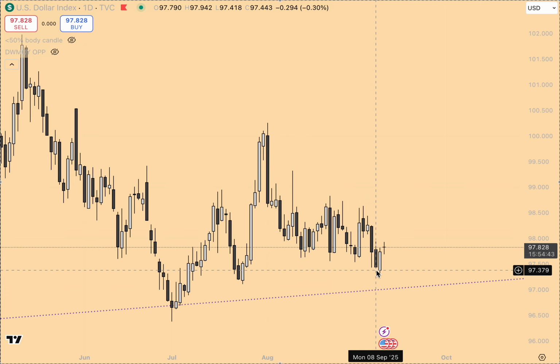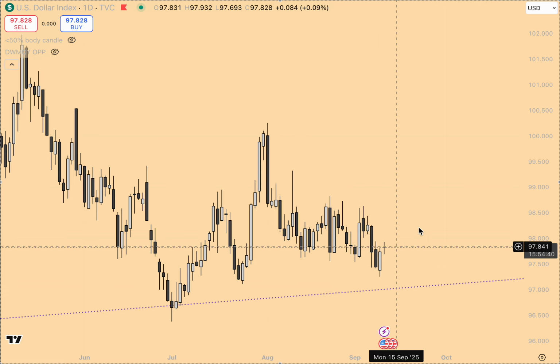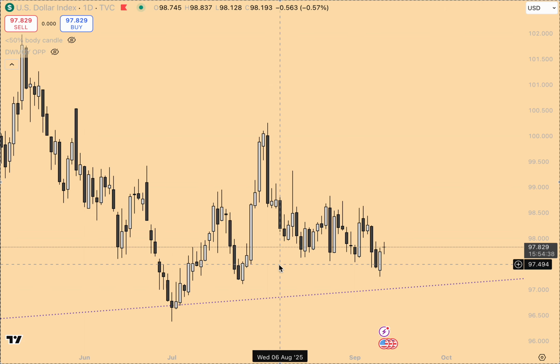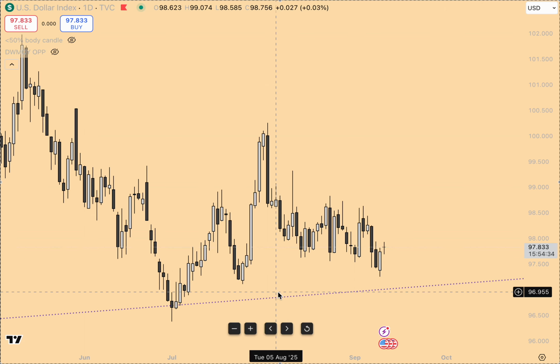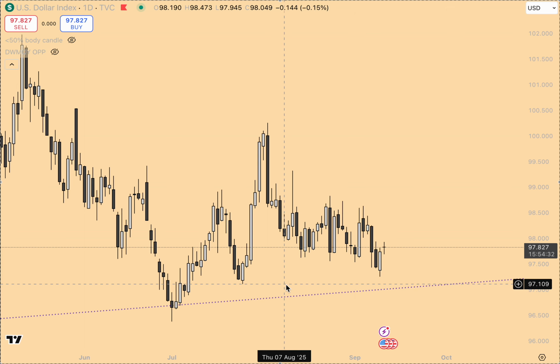So what we expected, and that's what happened. We've taken out this demand level, this low. So let's see, perhaps we come for this liquidity low or somewhere in this imbalance, then maybe we can retrace from there. Who knows? Let's just wait and see until we get other information that tells us otherwise.